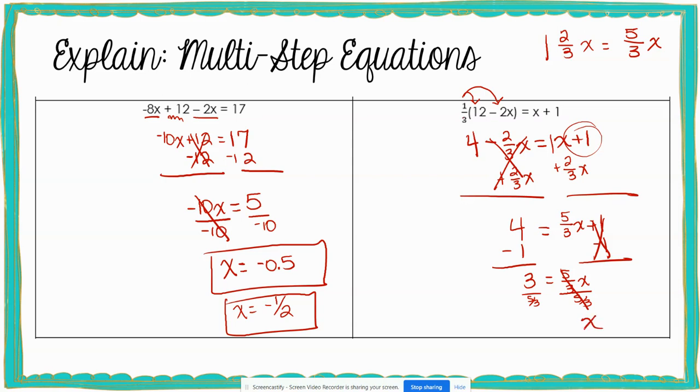These will cancel to leave me with x equals, but then I need to do 3 divided by 5/3. Well, remember that is the same as multiplying 3 by the reciprocal, which is 3/5. Well, if I put 3 over 1 and multiply, 3 times 3 is 9, and 1 times 5 is 5. Now, this is an improper fraction, but it's fine to leave it as an improper fraction as long as your answer is in simplest form.